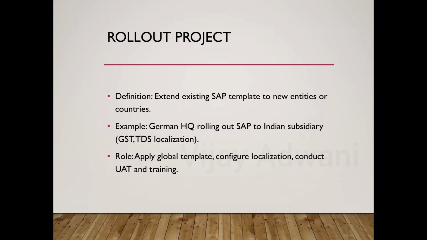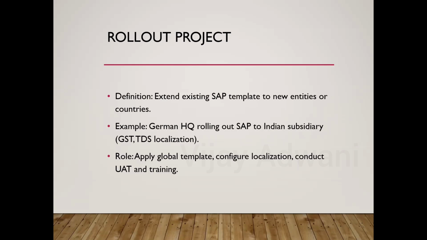Okay. The next project is called the rollout project. Now, what is the rollout project basically? As the word in itself suggests, rollout. Okay, that means you are rolling out something which was already in existence. So let's say there is a company, there is an organization. In this case, the example is that it's a German organization and it has many company codes. Okay, and let's say it has 50 company codes, and for 40 company codes, SAP was already implemented.